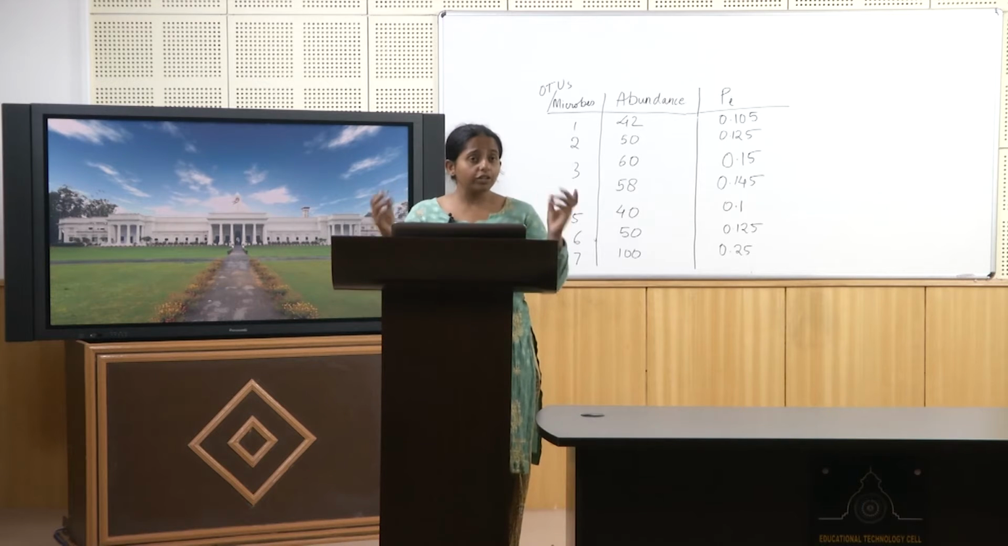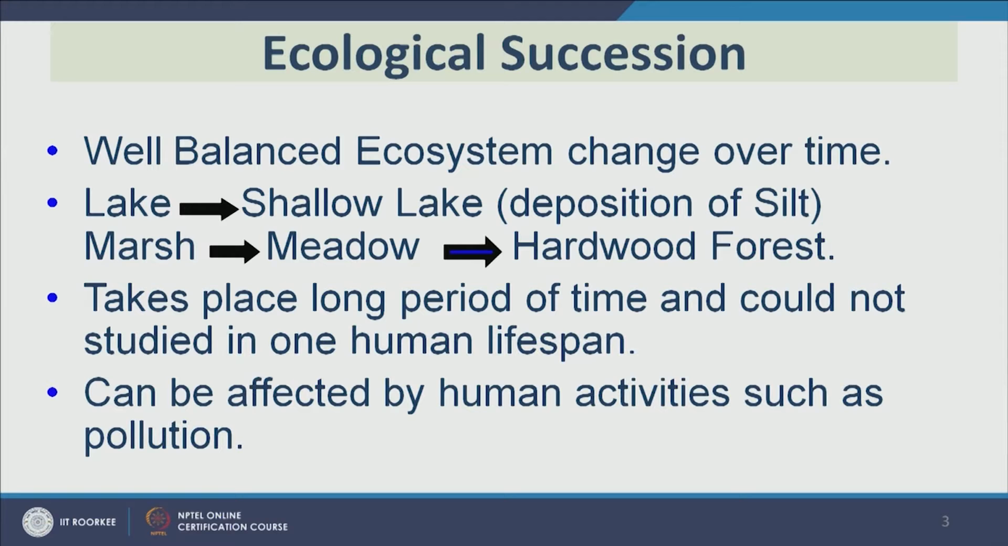In fact, the entire geography might also change. For example, here I am showing a lake might turn into a shallow lake with deposition of silt, then marsh, then meadow, and then eventually hardwood forest. And we know that this has happened over time on the surface of earth.